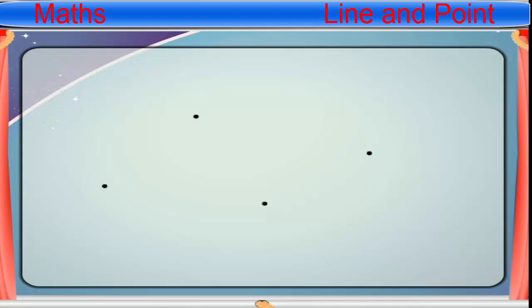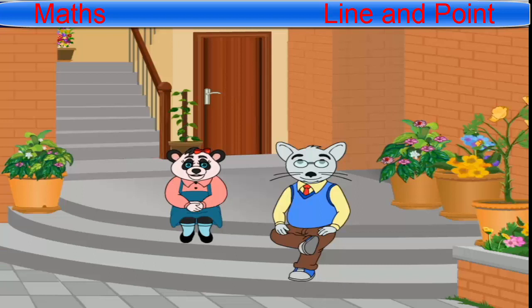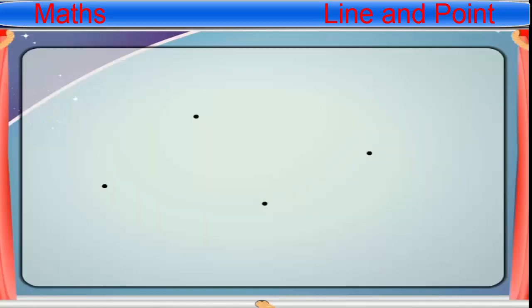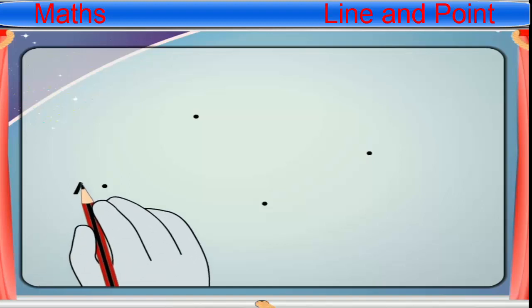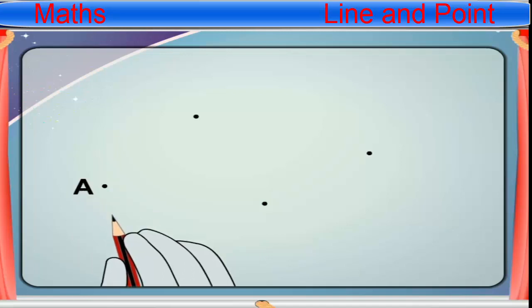Now, look at this point among all these points. How can we identify this point? To identify a point, we have to name it. Yes, to know the point, we have to write a name near the point. Now let me write a capital A near this point. So, the name of this point is A, and we call it point A.